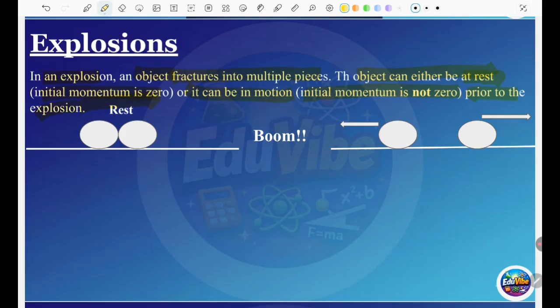What type of explosion is this? This one is at rest. You can see both objects are at rest. When they explode, they both go in different directions. So this means that an explosion happens. This is number one, this is number two, and after the explosion they become one and two. In this, initially we have 0, and now we have the final.